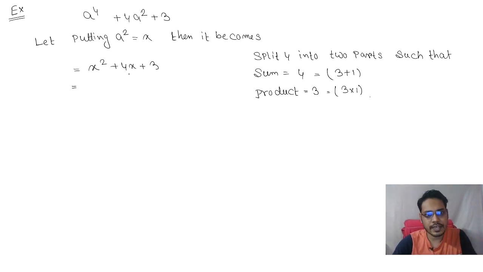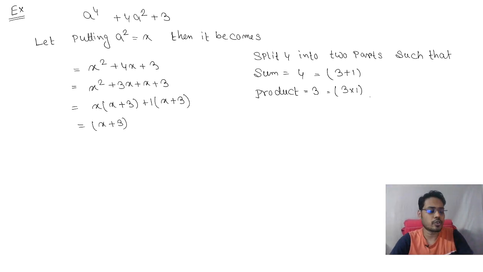So now we can write 4x as 3x plus x. So x square plus 3x plus x plus 3. So from the first two parts, take x common. So it will be x plus 3, and plus 1 common, x plus 3. Now take x plus 3 common. So if you take x plus 3 common, what is left is x plus 1.